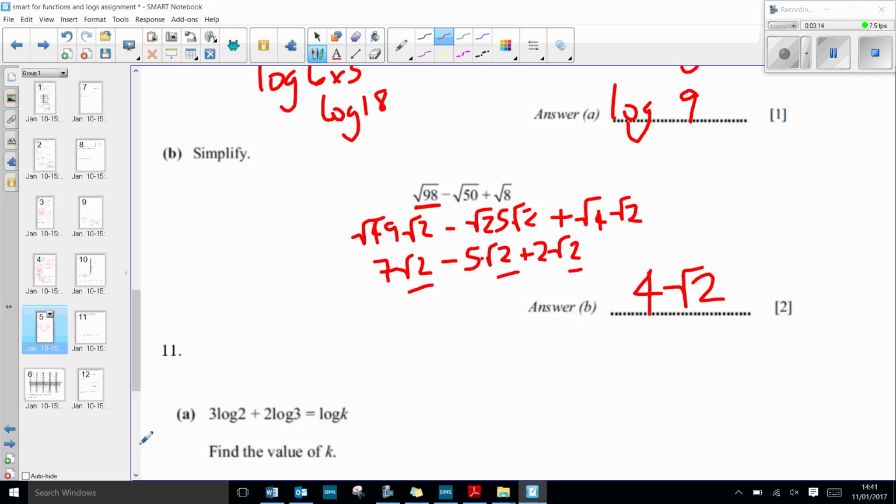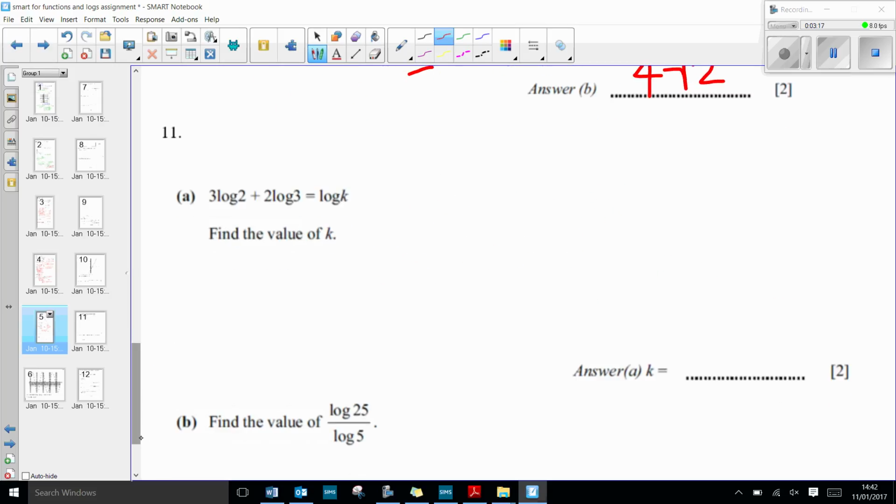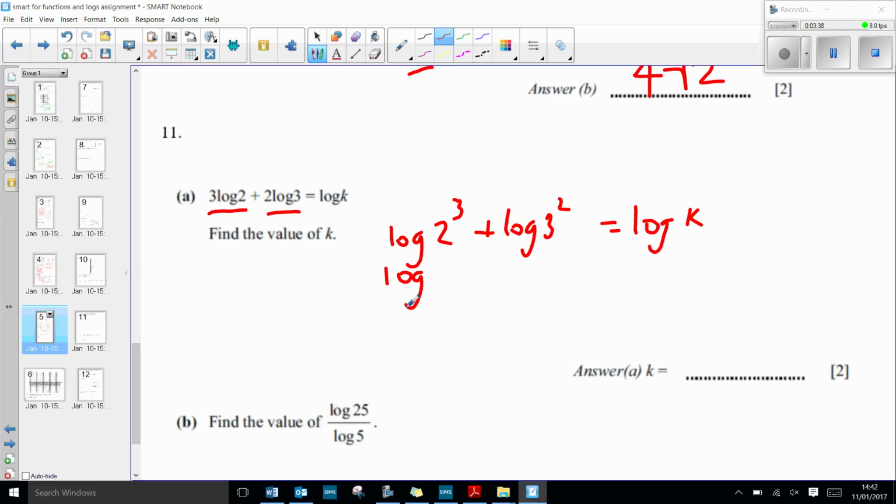Another log question. We know that if numbers are in front of log, they can come up as a power, so we can rewrite this as log of 2 to the power 3. Similarly, this would be plus log of 3 to the power 2. That equals log k. So that's log of 2 cubed, which is 8, plus 3 squared, which is 9. Log 8 plus log 9, like we had up above, would be log of 72. Now notice here they're looking for the value of k, not the total answer. So the value of k in this case is just the 72.